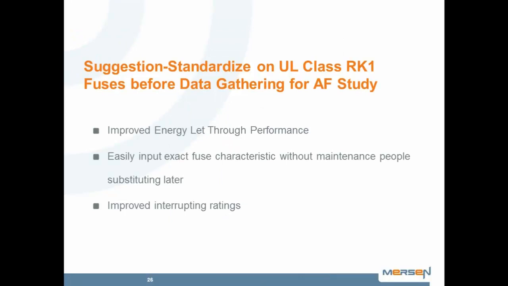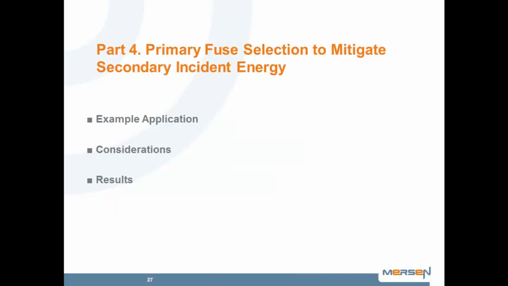One of the suggestions is that if you are doing a study, if you can encourage them to upgrade to RK1 fuses before you gather all the data, you can improve the let-through performance and easily match up the characteristic without opening up all the enclosures to verify it.